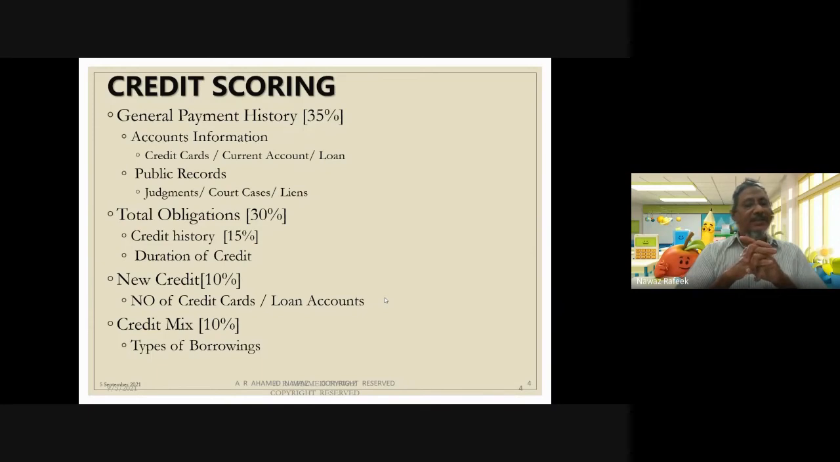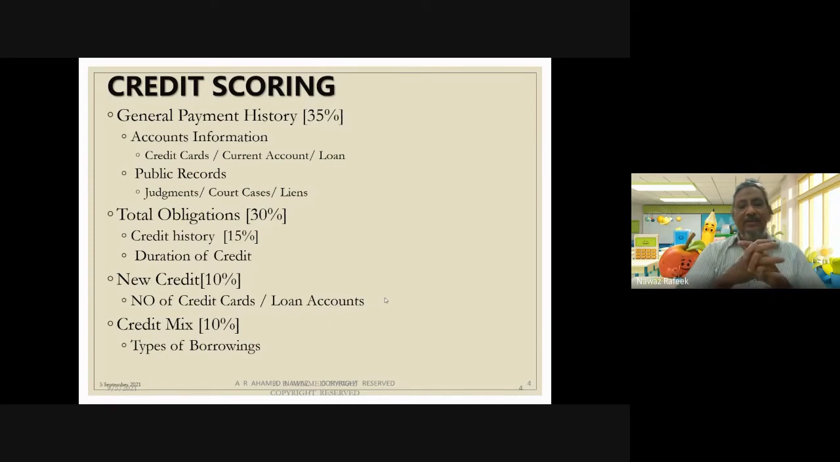Credit history, 7-15%. That is what type of credit, how the credit has been used, how it has been dispersed, and the duration of the credit, the period: short term, medium term, or long term, and 15%, and 15% total obligation.